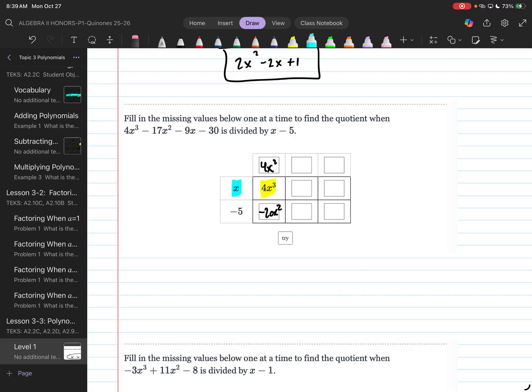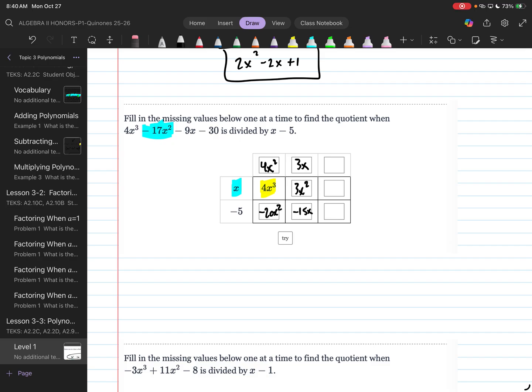Looking at the next term, I have to make it look like negative 17x squared. Well, that means I would have to add 3x squared in order for that to work. Because when they add up together, that gives me negative 17x squared. So what then times x will give me 3x squared? That's just 3x. Fill out the rest of the box.